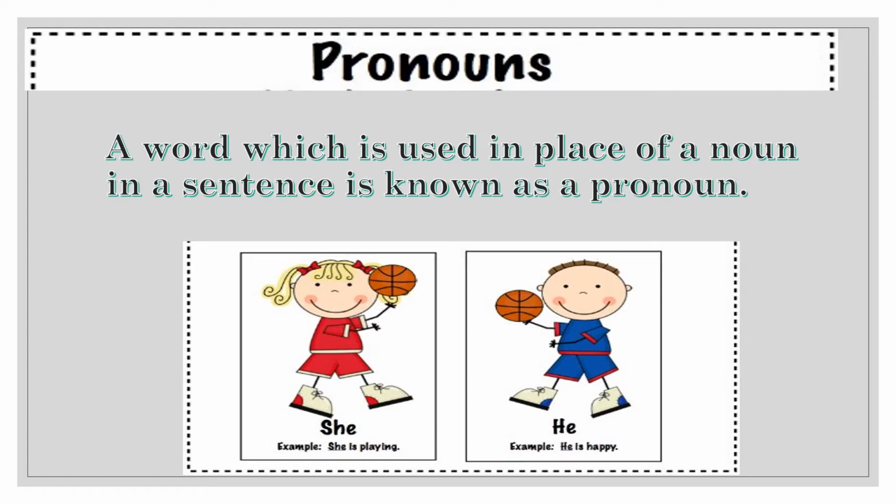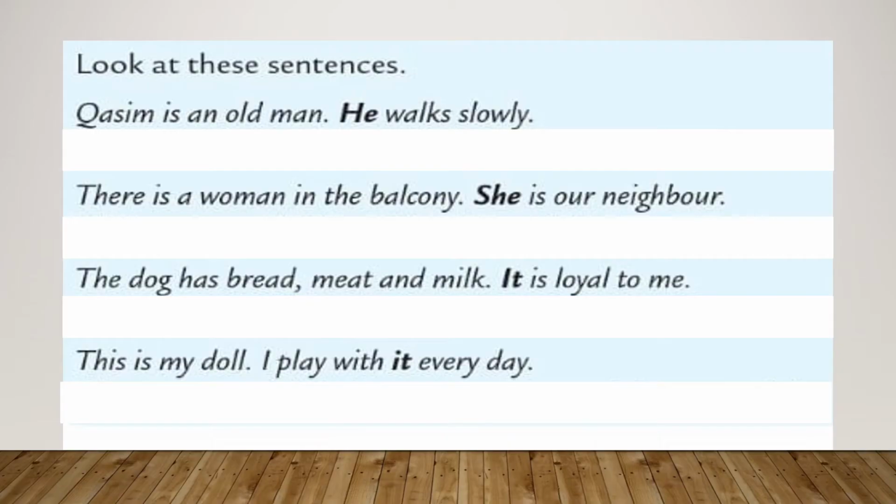For example, she is playing. Here she is a pronoun. Another example, he is happy. Now he is a pronoun. Let us look at more sentences.